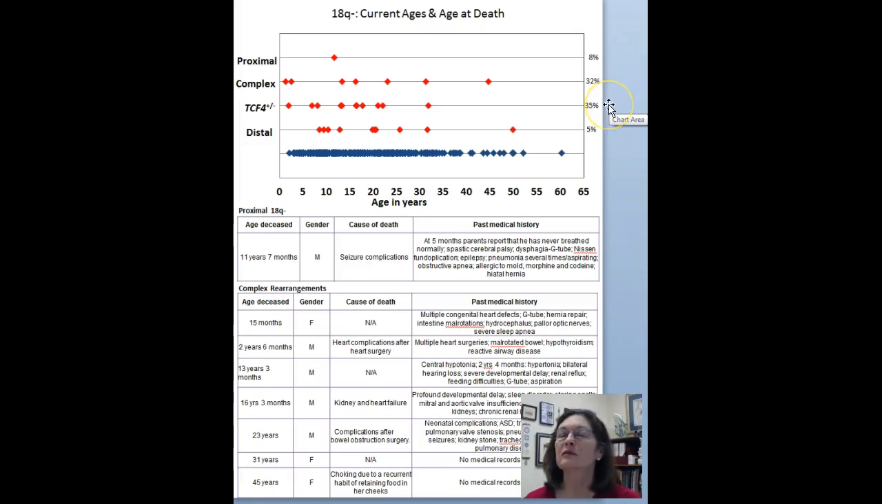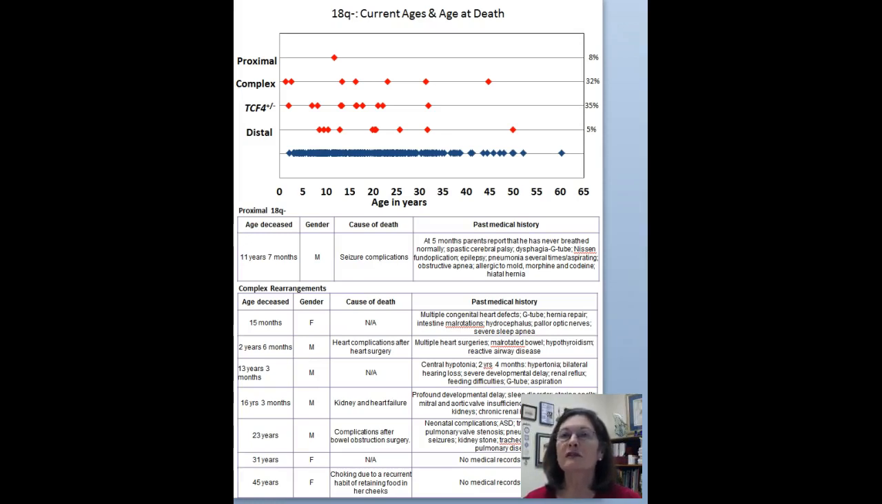So that is the group that we're most concerned about, medically speaking. And those that have distal 18q- who do not have deletions that include TCF4, only 5% of those have died, and so that's a very healthy group. And you can see the age, it's a scattering of ages. So for the most part, these are not medically fragile individuals. And the majority of them so far are alive and well, we're happy to say.